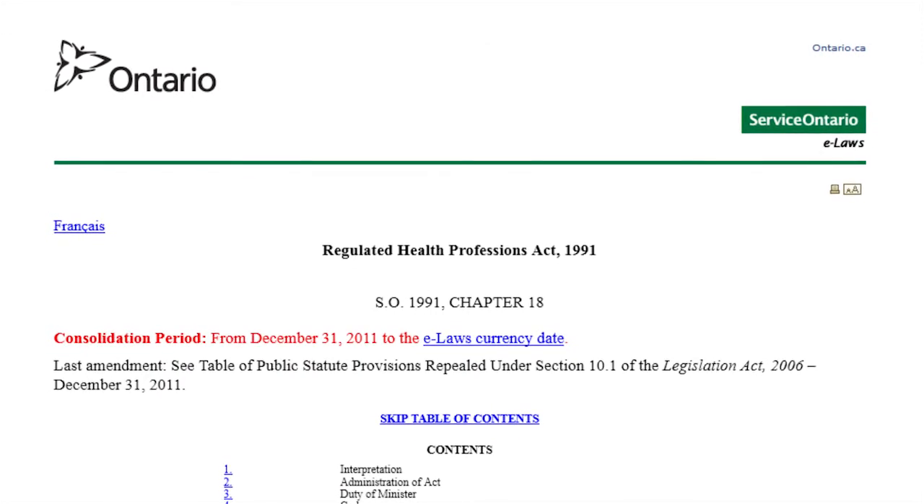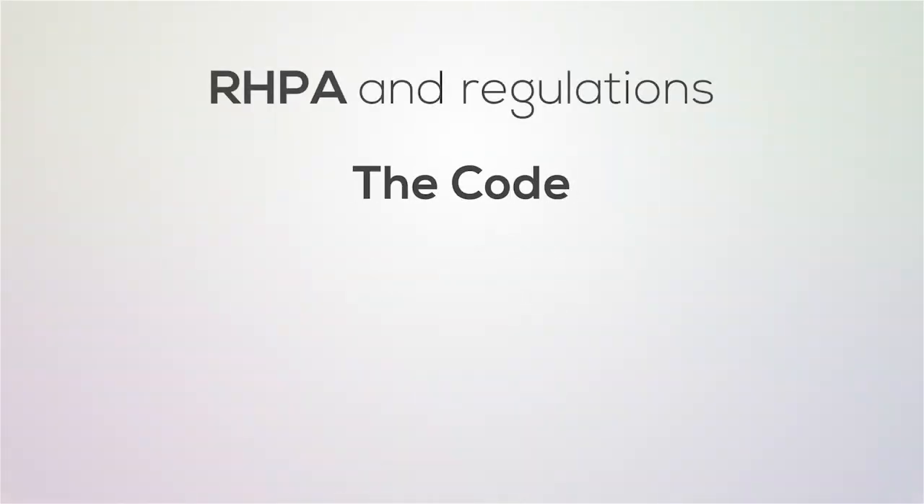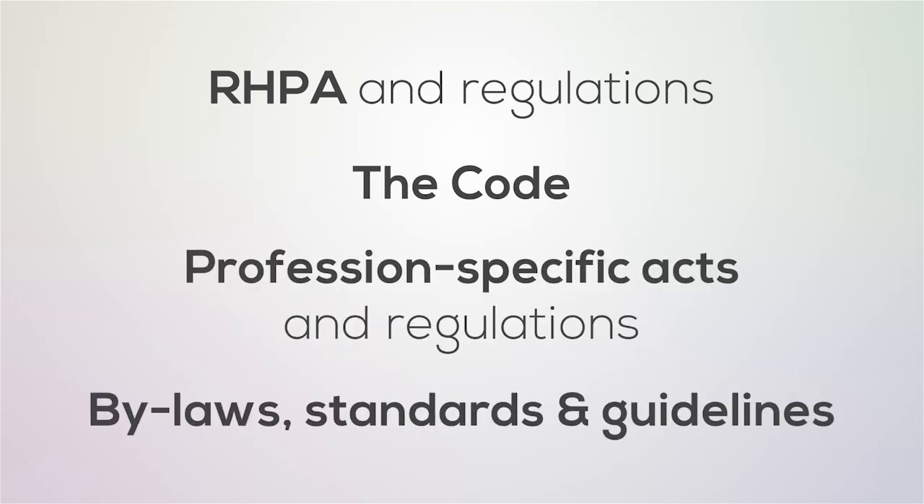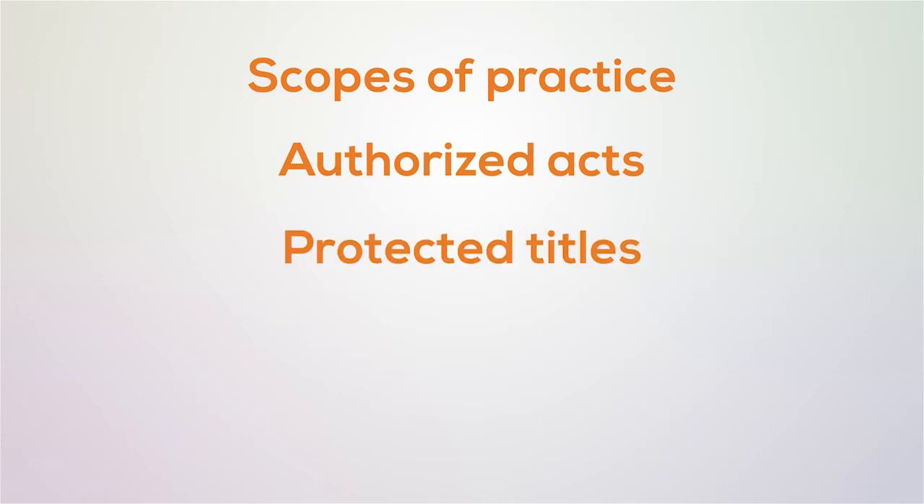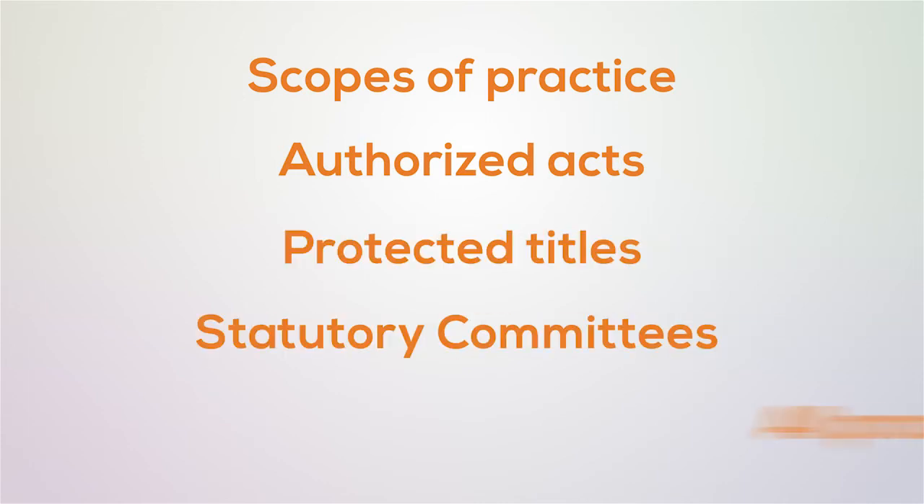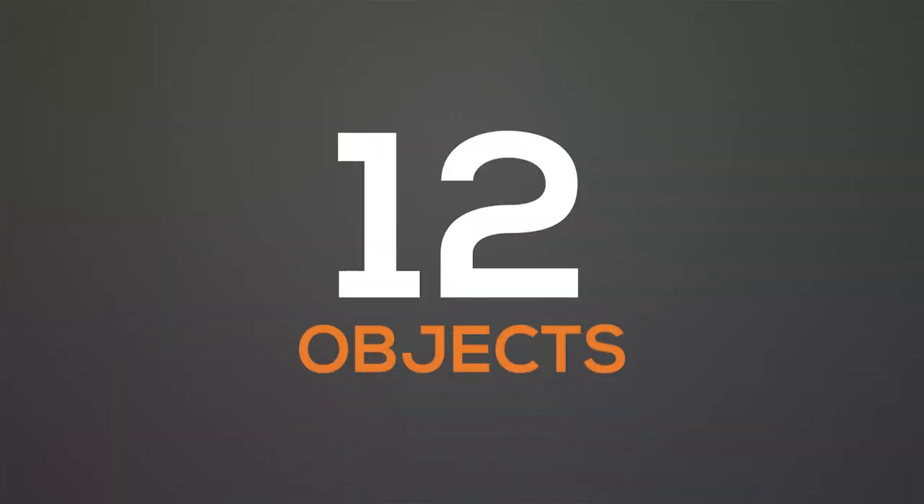The RHPA model is made up of the RHPA and regulations, the Code, which is deemed to be a part of every profession-specific act, profession-specific acts and regulations, and bylaws, standards, and guidelines. The Code and the profession-specific acts and regulations include key provisions that allow colleges to regulate their professions. These include scopes of practice, authorized acts, protected titles, statutory committees, and all the processes that we use to regulate professions. The Code has 12 objects that define the essential duties of colleges.